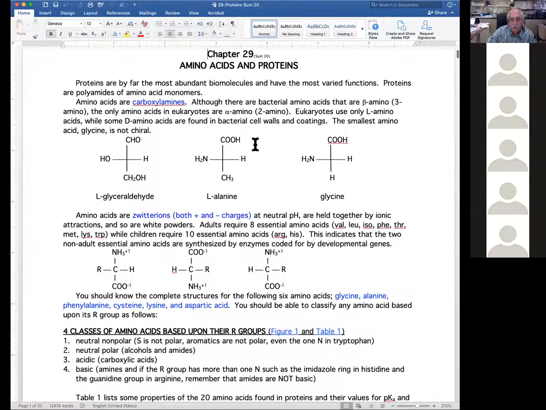So here's one way to show an amino acid with its stereochemistry using the Fischer projection. And they all are, or I should say the average amino acid is L. Glycine, one of the 20 amino acids that you should be familiar with that are found in proteins, has no chiral center because these two are the same.